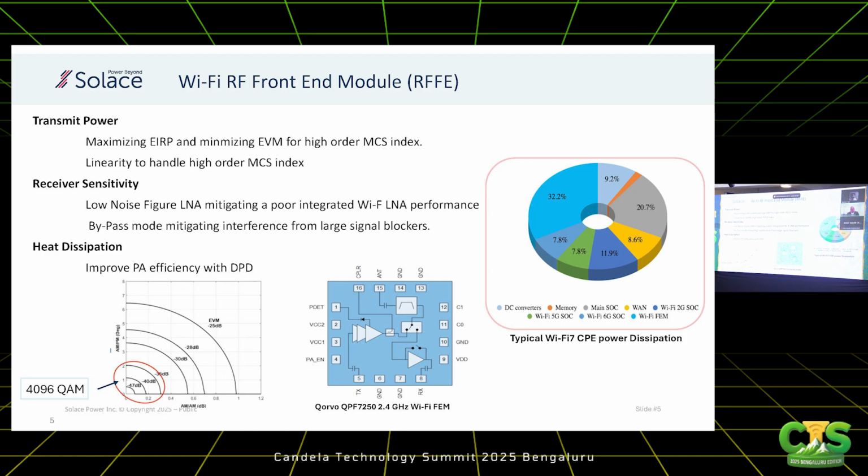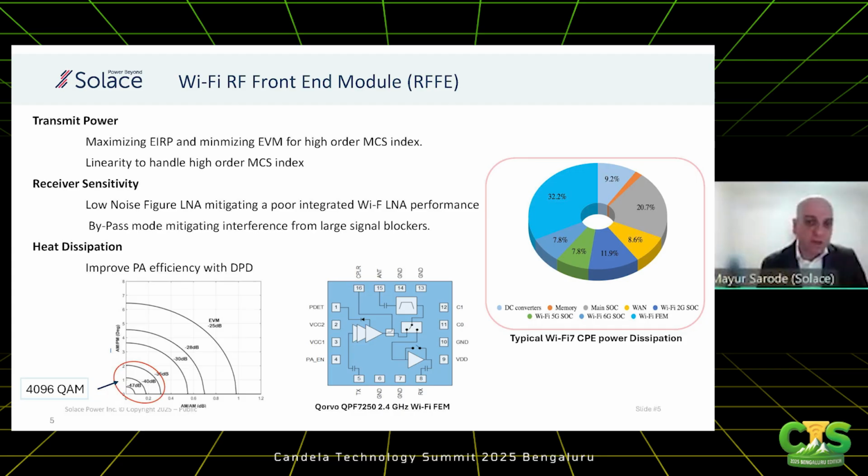But the most important thing to look at on the transmit power is that the job of the RF front end is to give you the low EVM that you require, which is the error vector magnitude, to achieve 4K QAM. And that is always a challenge. Whenever there's a Wi-Fi standard refresh, currently in Wi-Fi 7, you are at 4096 QAM. That means your EVM has to be below -40, right?